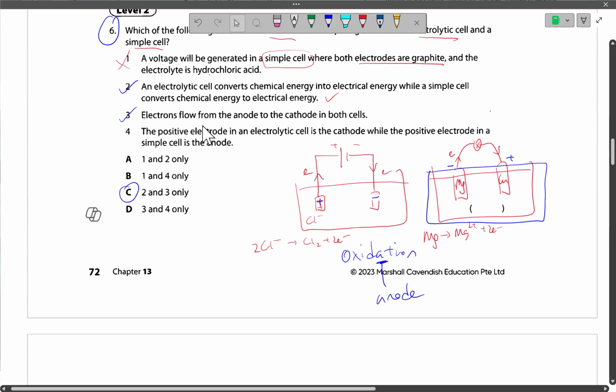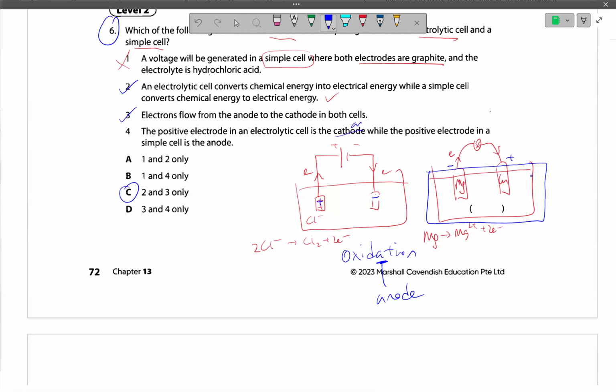So if you look carefully at number 4, positive electrode of electrolytic cell is cathode. Positive electrode in an electrolytic cell is actually the anode. Positive in a simple cell is anode. It's opposite actually. So this one should be anode and this one should be cathode. Yeah. There we go.